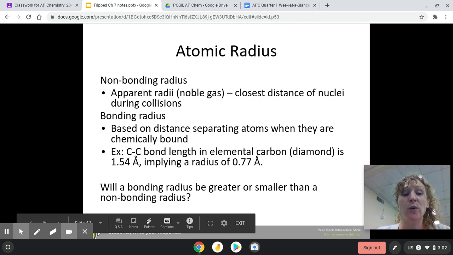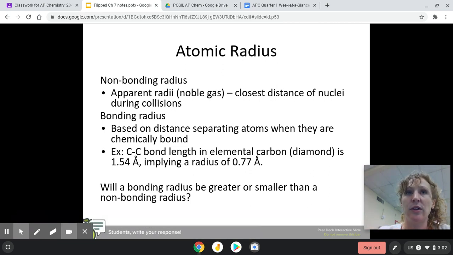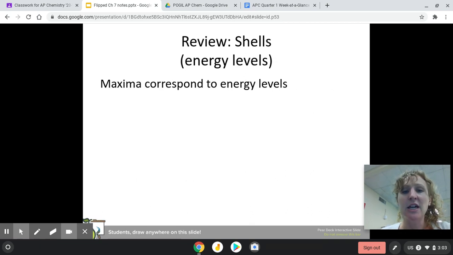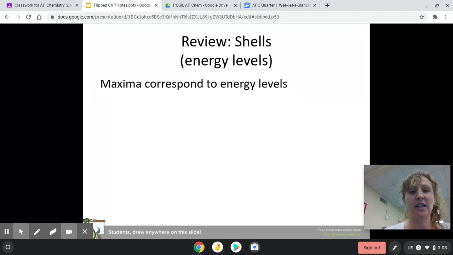Okay, so at this point in time, I want us to think about the trends that we have talked about before, the periodic trends. Actually, I'm going to go back up a slide just because it's going to give me a little bit more space. So I want you to think about the periodic trends we talked about last year and see if you can recall these and what the trends were and why the trends occurred.